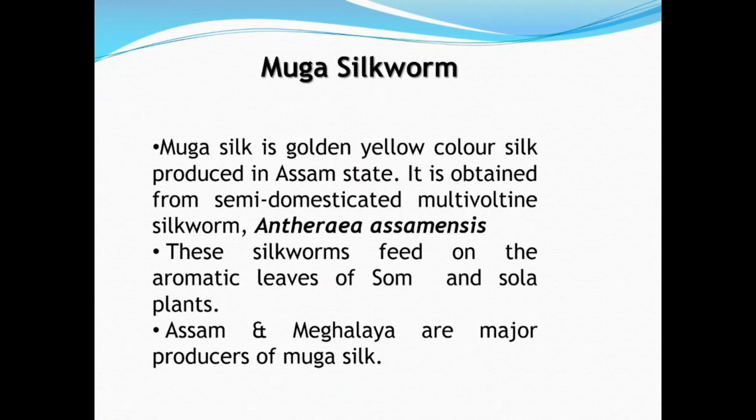Muga silkworm. Muga silk is golden yellow color silk produced specially in Assam state. It is obtained from semi-domesticated multivoltine silkworm. These silkworms feed on aromatic leaves of som and sualu plants. Assam and Meghalaya are major producers of Muga silk.